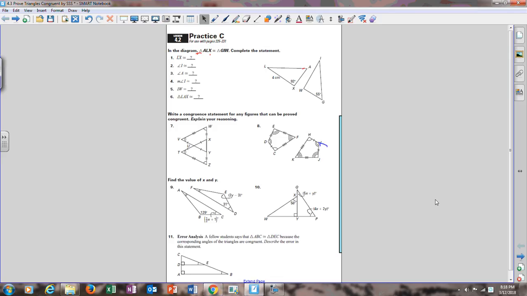Number 11. A fellow student says that triangle ABC is congruent to triangle DEC because the corresponding angles of the triangles are congruent. Describe the error in this statement. So the corresponding angles are congruent, but the sides are not congruent. So that's where the error comes in. Sides are not congruent.